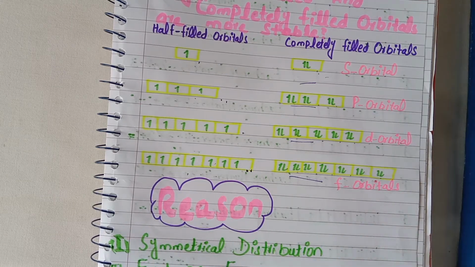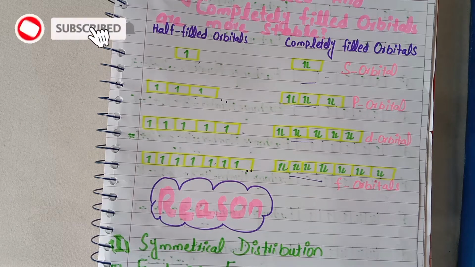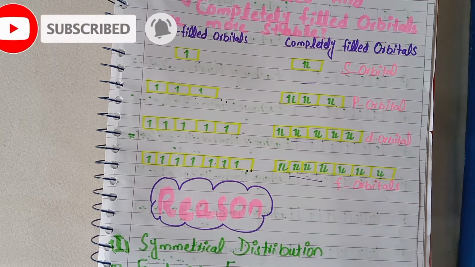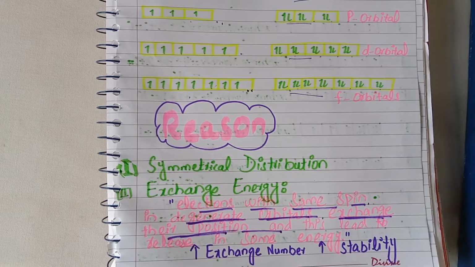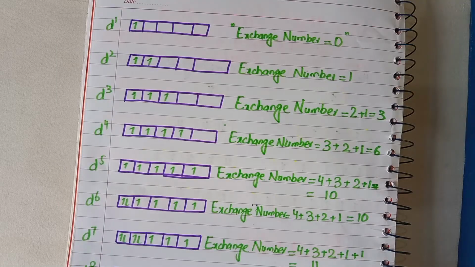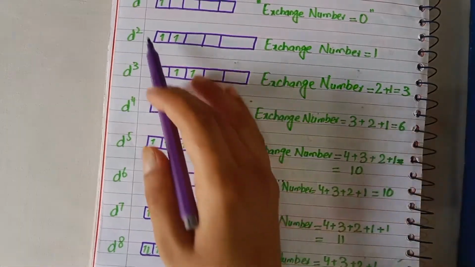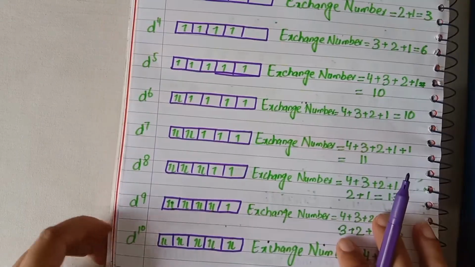And we also know that energy and stability are inversely related. It means that this release of energy will lead to the stability of these electronic configuration states. Now, the higher the exchange number, the higher will be the stability. Let's try to understand this phenomenon with an example. Here all possible electronic configurations of d orbital are mentioned.